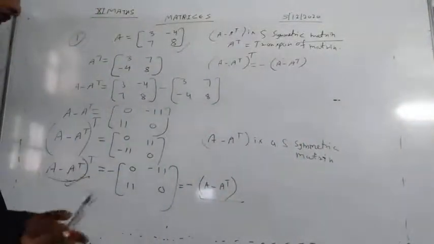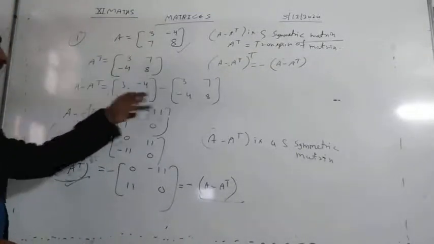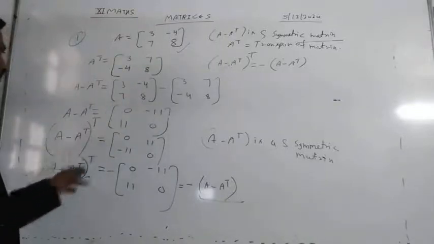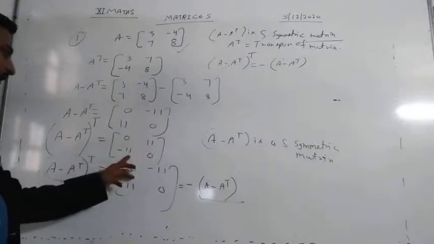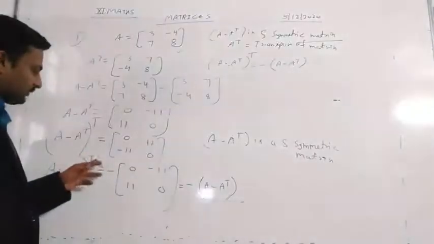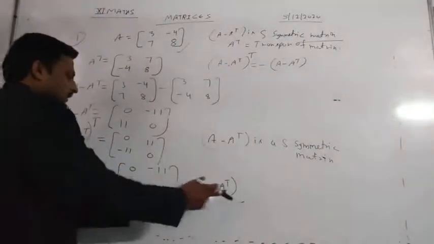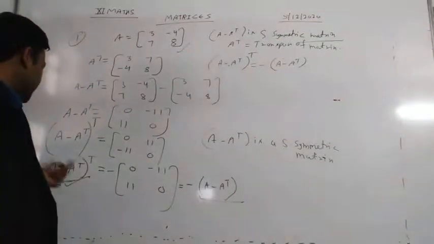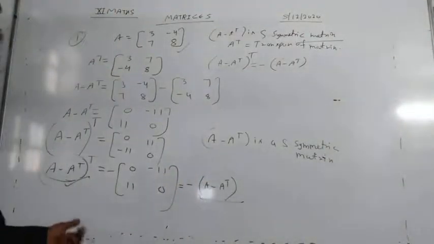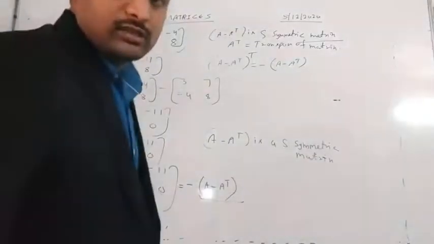First of all, we took the transpose of the matrix, then the difference of the matrices, which is 0, minus 11, 11, 0. The transpose of A minus A transpose is 0, 11, minus 11, 0. Taking the negative sign outside, this is the negative of our matrix. So from here we can see that the transpose of this matrix is equal to the negative of that matrix, so this matrix is a skew symmetric matrix. Now we will see the next question, students.